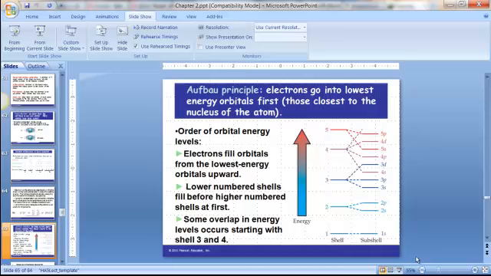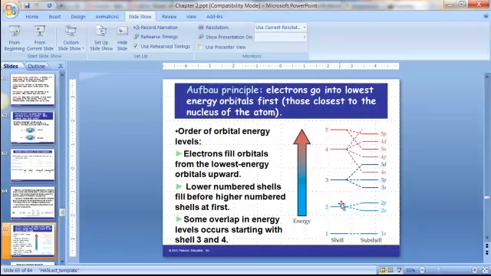The Aufbau principle that we talked about tells us that electrons have to go into the lowest energy orbitals first. These typically are the ones closest to the nucleus of the atom. However, they don't always go in the order of the shells that are present. If we look at the actual energy level of the different orbitals, we see the 1s orbital has the lowest energy, and it's in the first shell. So this one would get filled first.